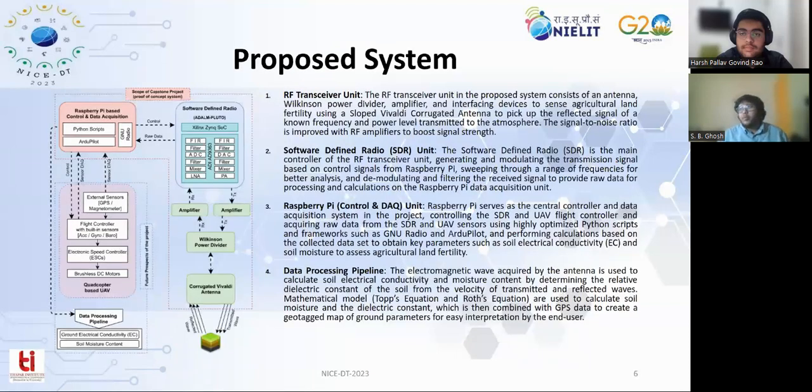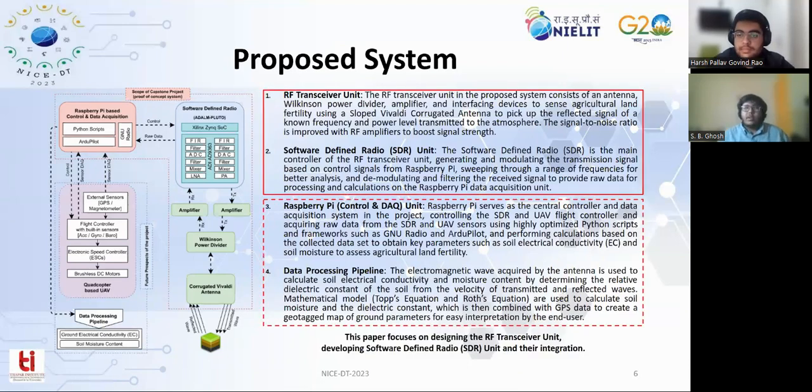The system which we propose is mounted on an unmanned aerial vehicle. It can be a quadcopter or a drone, and it consists of 4 units. The focus of our paper is on the first 2 units, the RF transceiver unit and the software defined radio unit. The RF transceiver unit consists of an antenna, a Wilkinson power divider and an amplifier.